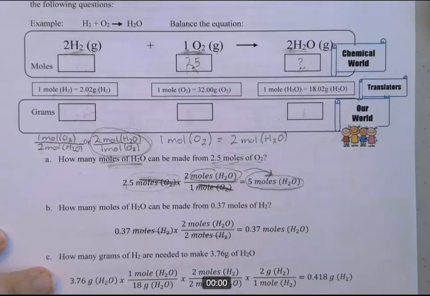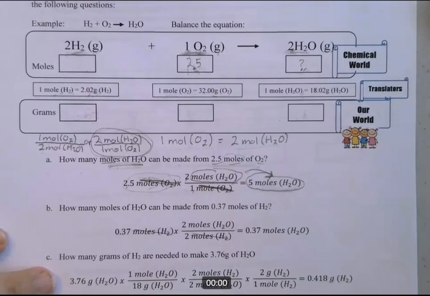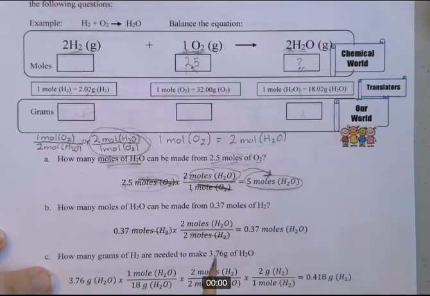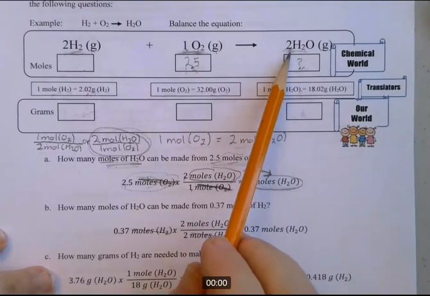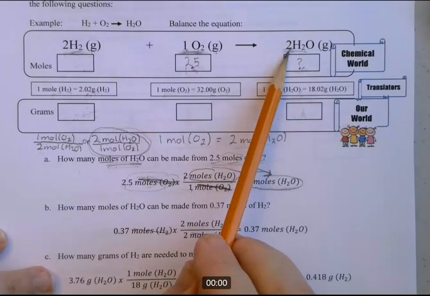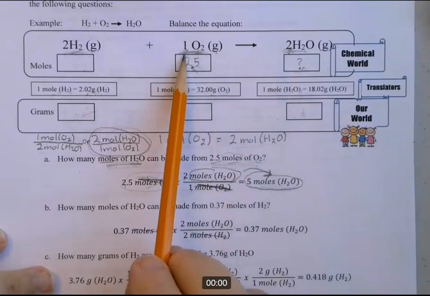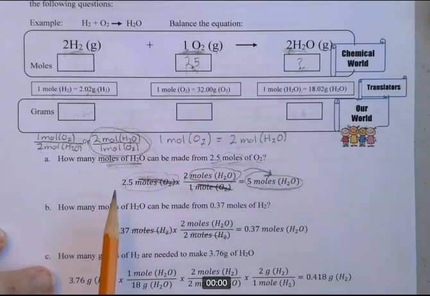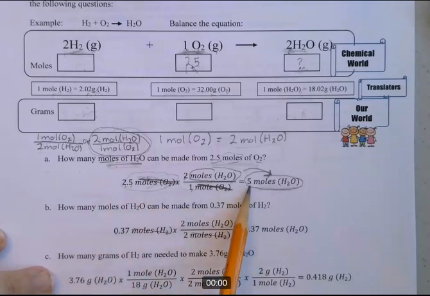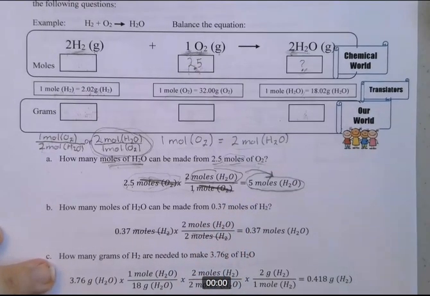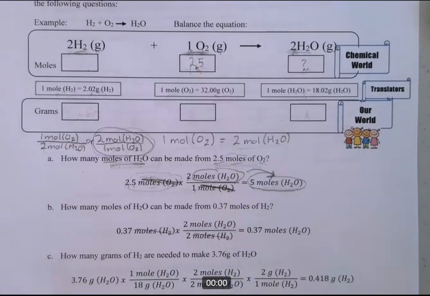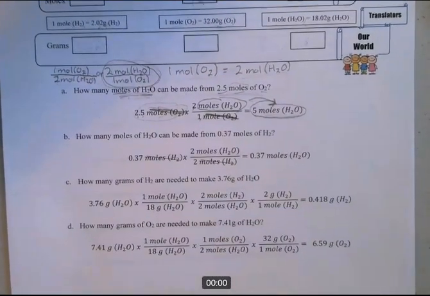Now this one's simple enough that you can just kind of look at it and see, yeah, that should be the answer. Why? Because you see that you're going to get twice as many moles of water as you started off with moles of O2. So if we started off with 2.5 moles of O2, we're going to end up with twice that many, 5 moles of water. Okay? At first this might seem a little hard, but you do enough of these and they'll start to come through. Okay, let's do the next one.